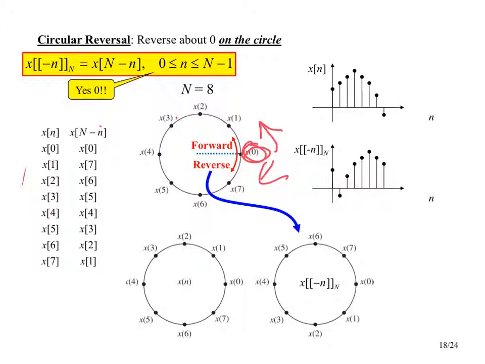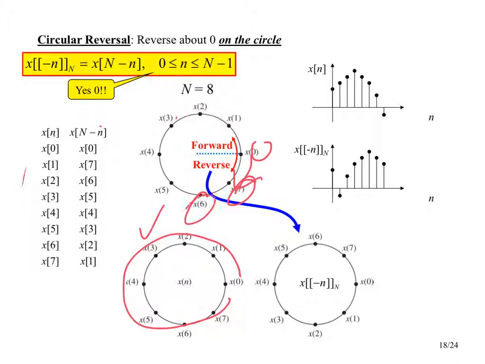So here is our x of n in the correct order, and then here is the reversal of that. So basically I just write in the counterclockwise order the order that I would get going clockwise on the original. So you can see that if I go clockwise here, I'll go 0, 7, 6. So that matches up with what we have here.